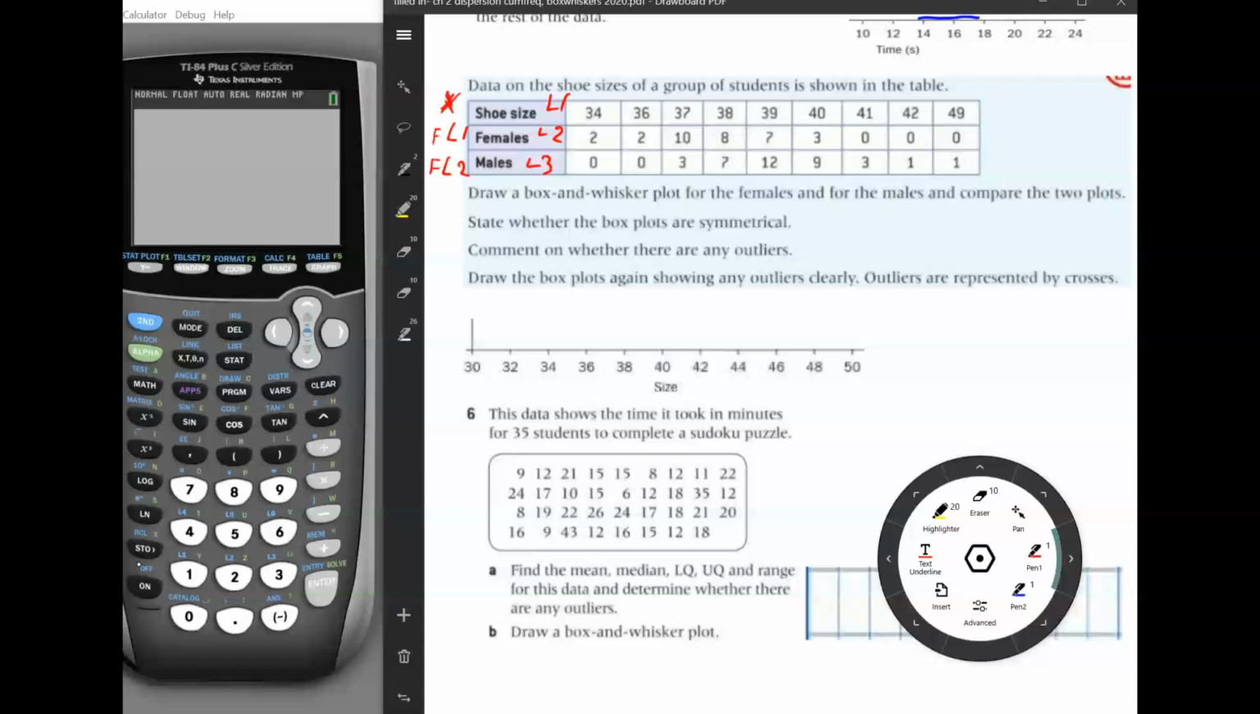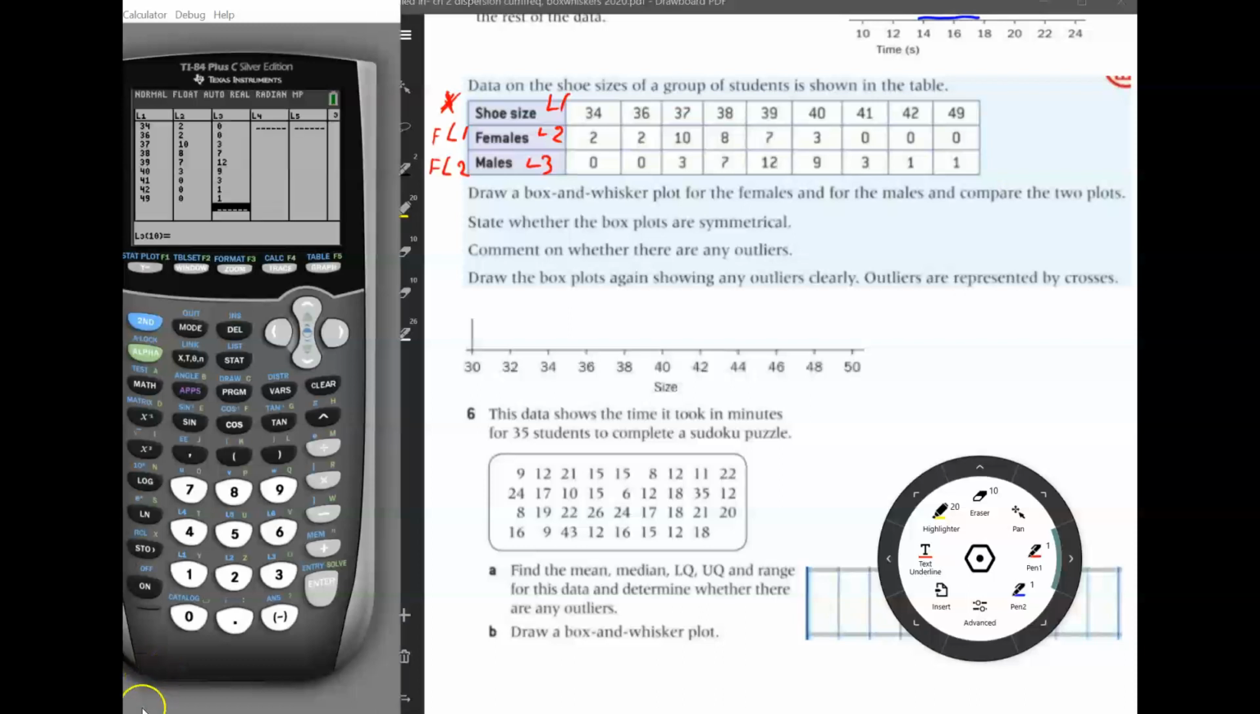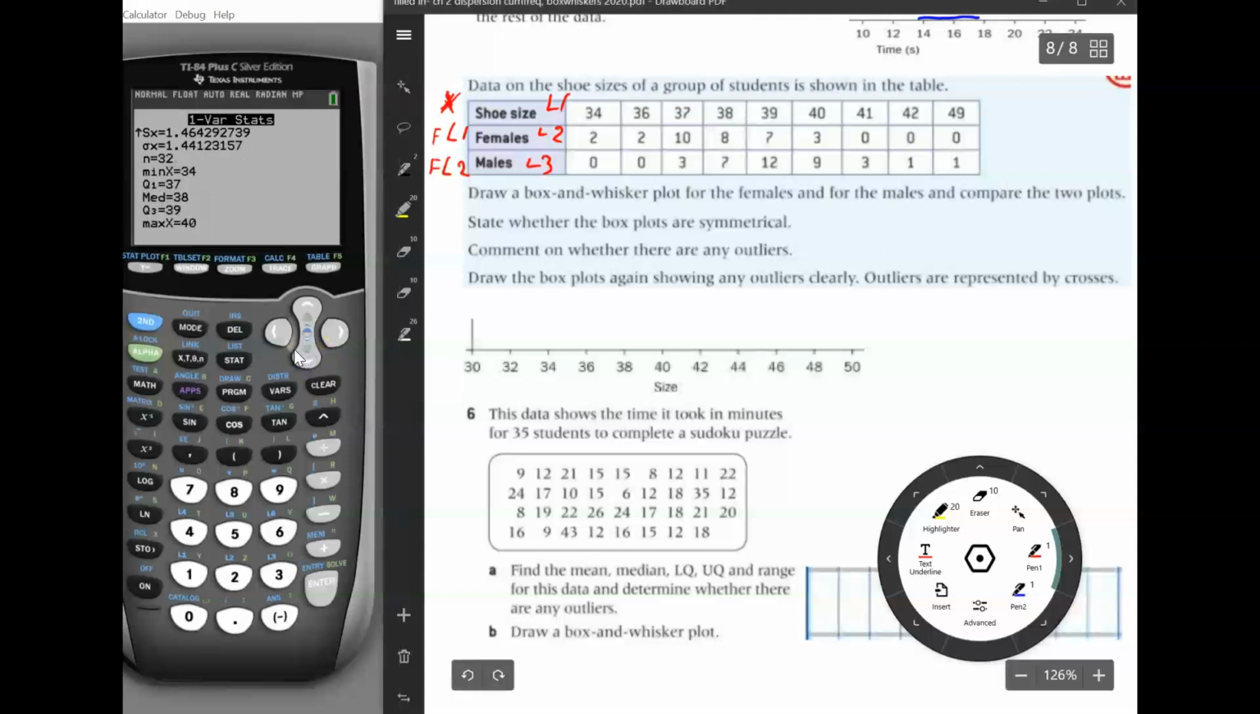So I'm going to go offline and type these into L1, L2, and L3, and then I'll come back. Now I'm going to do Stat, Calc, 1-Var Stats on the first distribution, which would be L1 in the list and L2 in the frequency list, and then I'm going to see what my 5-number summary is. It's on the second page of data. So I'm going to write my 5-number summary in order from left to right.